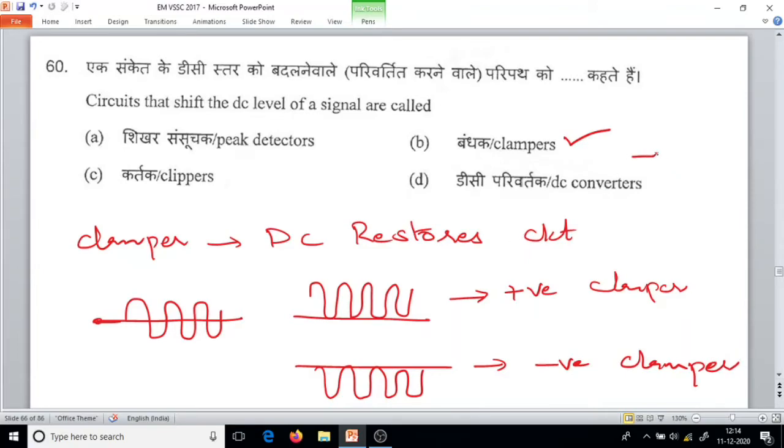And this circuit looks like this. There will be a diode. Then there has to be a load resistor RL. The diode is pointing away from the reference, that is the ground. So this is a positive clamper.